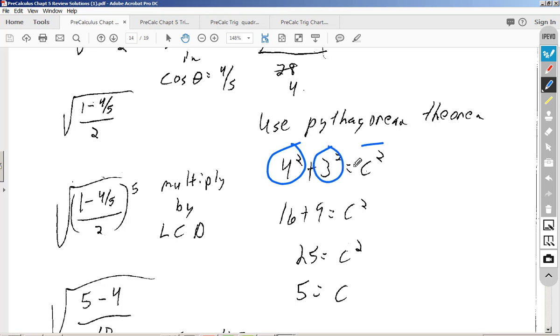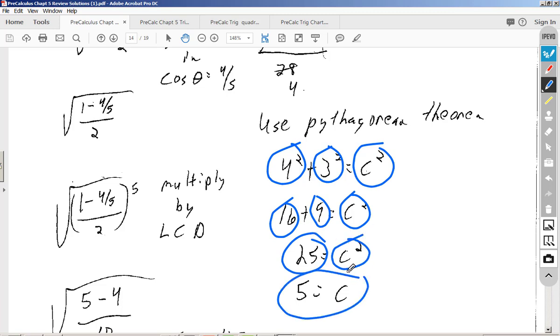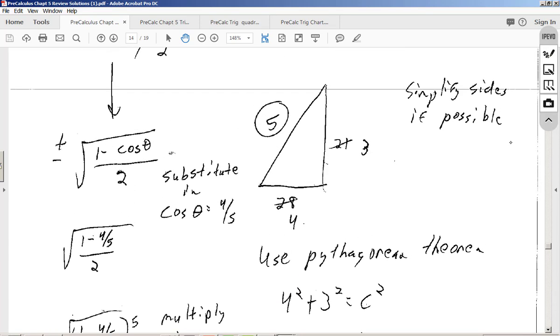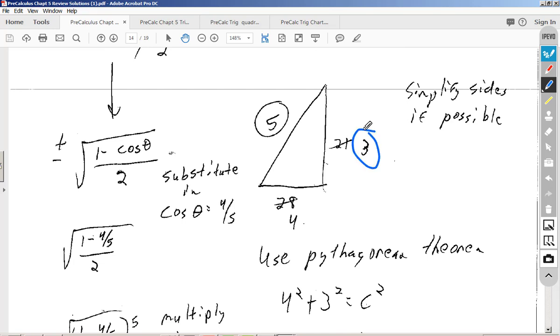plus 3 squared all equals c squared. So you got 16 plus 9 equals c squared. So 25 equals c squared. So c is going to equal 5. Now that I know that c equals 5, I can fill out my triangle right here. So this looks like it is a 3, 4, 5 triangle.